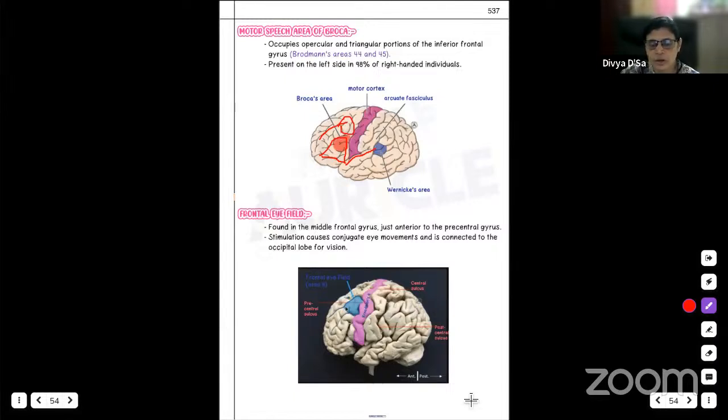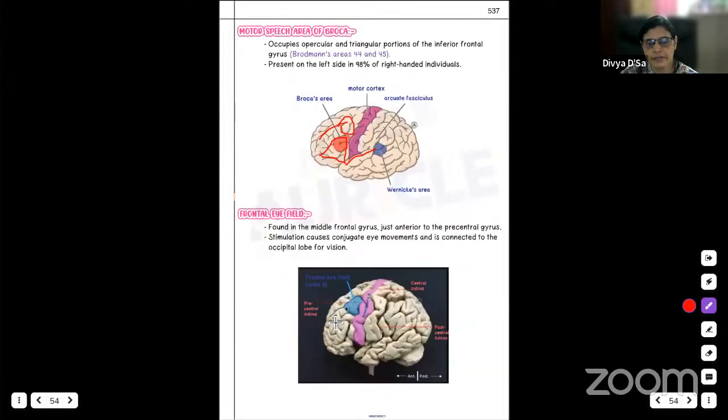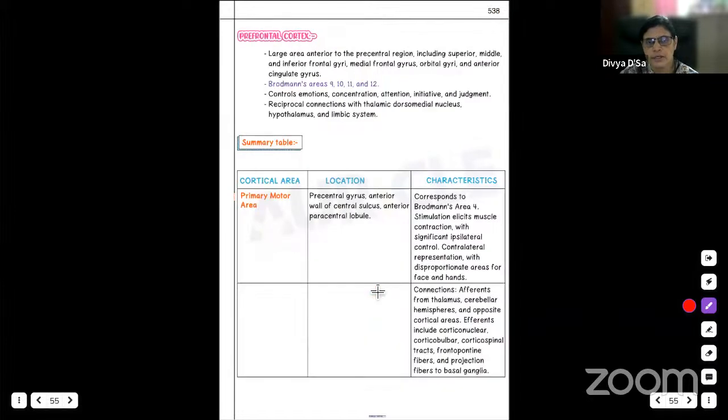So it works in conjugation with the occipital lobe, which is responsible for vision. Then the prefrontal cortex. This area in front, the rest of the area, we call the prefrontal cortex. This is area number 9, 10, 11. It is a large area anterior to the precentral gyrus. This will include the superior, middle, and inferior frontal gyri, that is the anterior part.